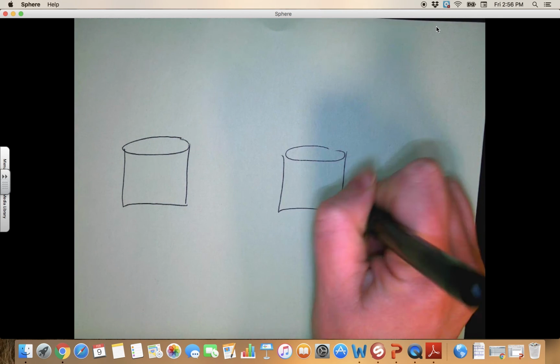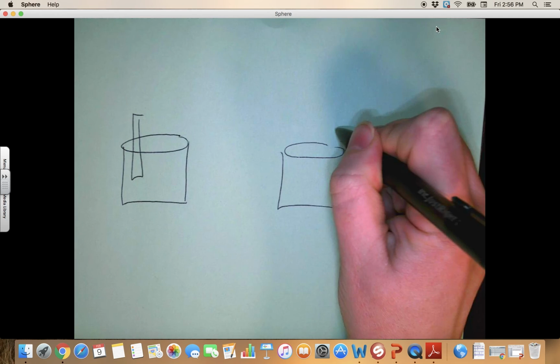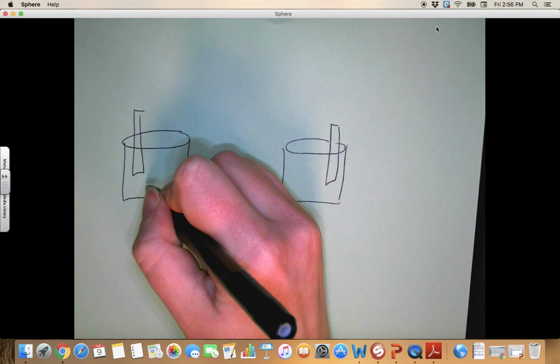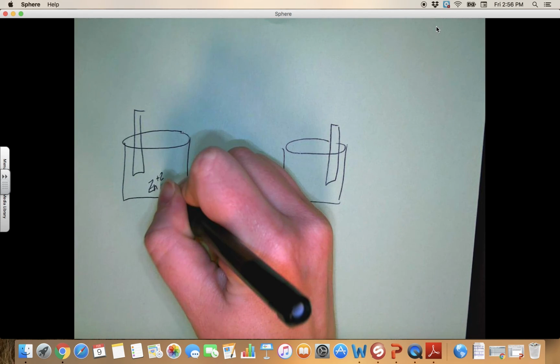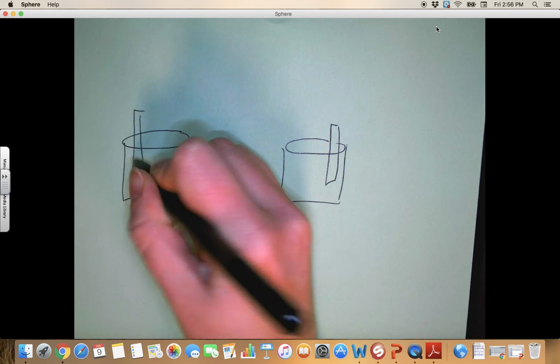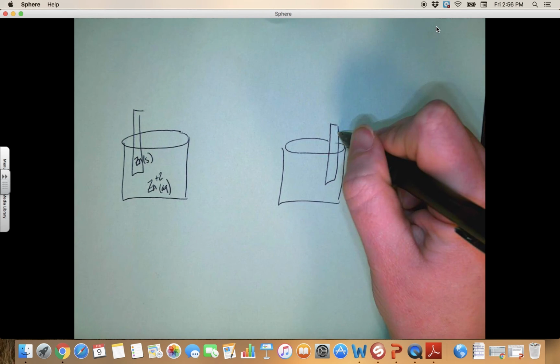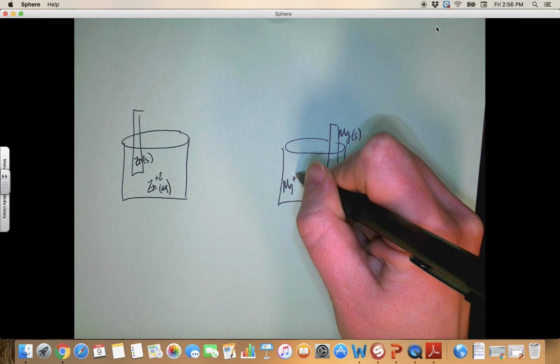Alright, so I've got zinc and magnesium. Here's my 2 beakers, my 2 electrodes. Okay, I'm going to say that this is a zinc solution. So this is solid zinc. Here's my magnesium, solid, and my magnesium.